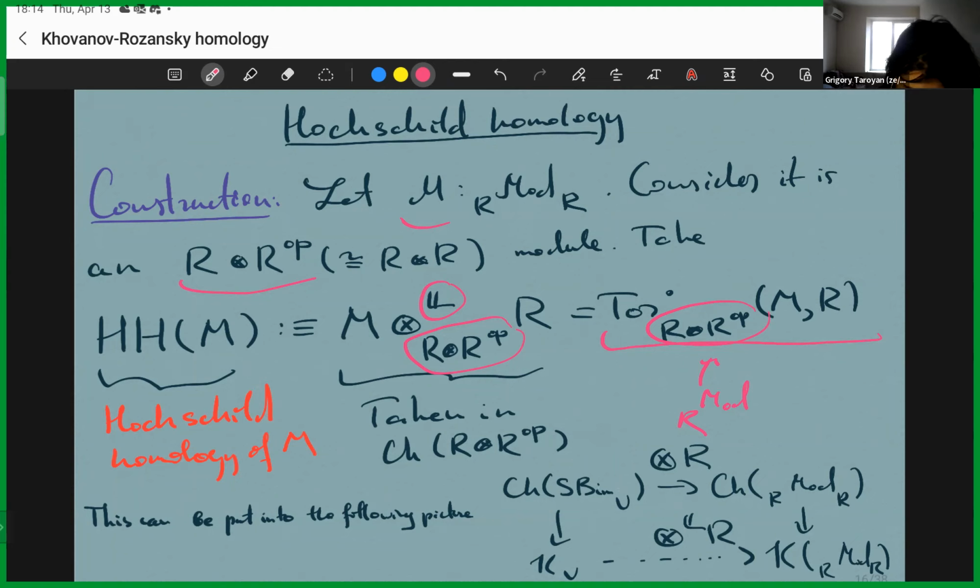So we can put it into the following picture. Consider just the tensor product with R over the same ring that goes from chain complexes over Soergel bimodules into just the chain complexes of bimodules over R. Then we have two localization functors that go from chain complexes into this category K here and here. And this total left derived functor is basically the universal approximation to this functor here. So it has a certain universal property that it best approximates this functor from the left, something like this.